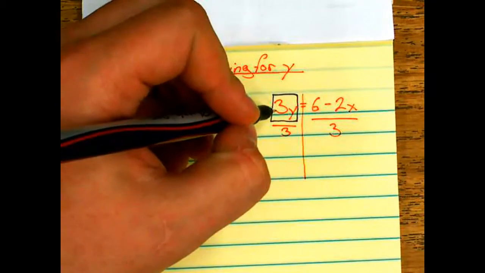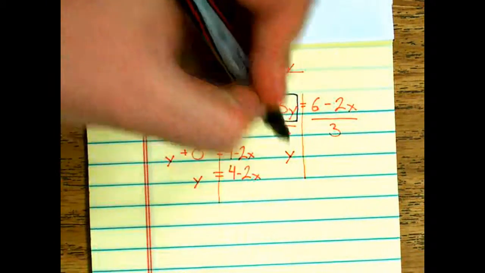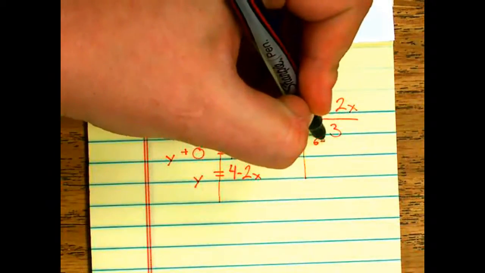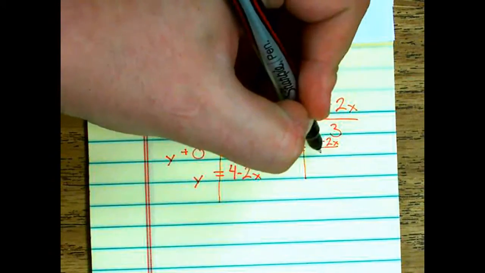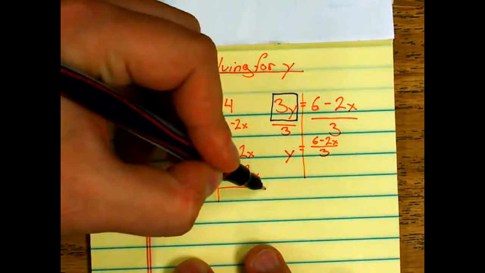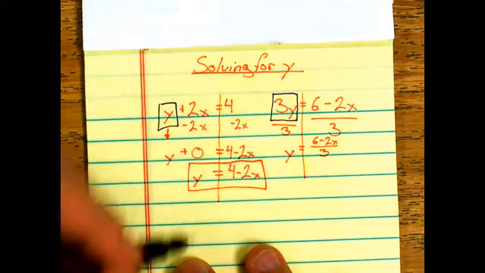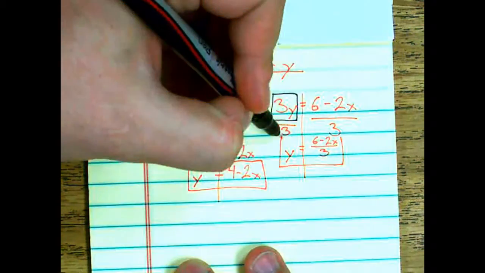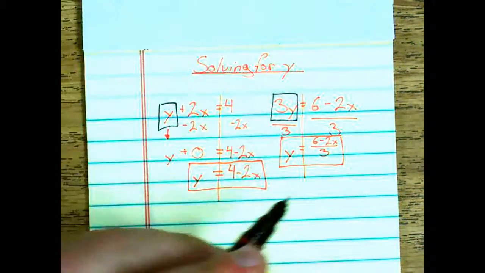So over here on this side, we've got 3 divided by 3. That's going to cancel out, and all we're going to have left is our lonesome y equals, and this is going to be 6 minus 2x over 3. So over here, we've got our answer right here. That's y equals 4 minus 2x, and our answer over here, which is going to be y equals 6 minus 2x, all divided by 3.